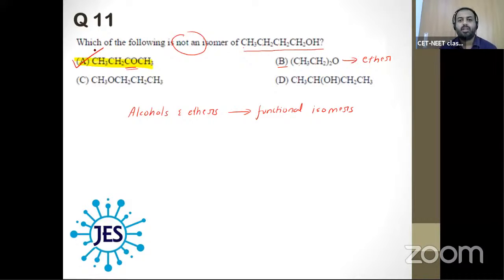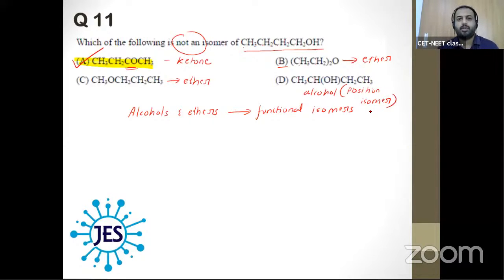Now look at the given compound in option C. Option C is also an ether. Let me mark it. 1 second. Yeah. Option C is also an ether. But this is a ketone. Option D is an alcohol. So, in what way is D related to the given compound? Position isomer. Yes, good. That's how it is.